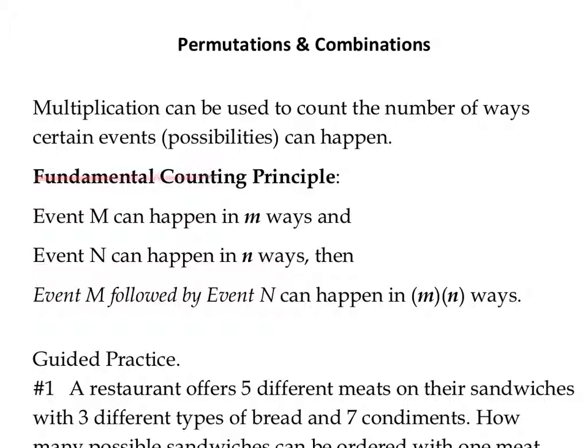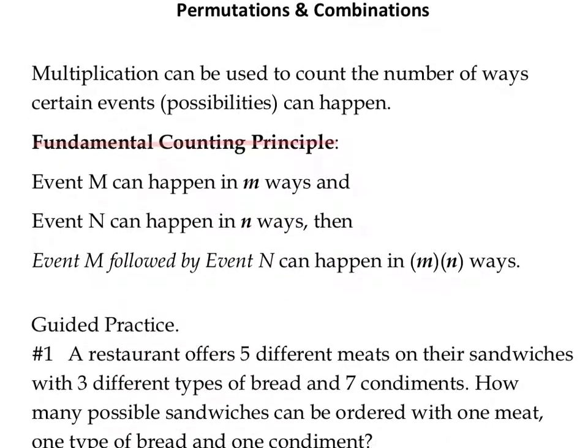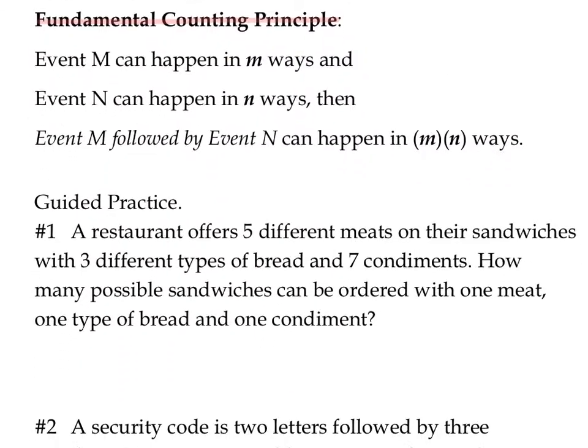The fundamental counting principle says that if we have two events, m and n, and they can happen in some number of ways, m ways and n ways, right? If m can happen in 5 ways, this would be a 5. If event n, some other event, can happen in 8 ways, this would be an 8. So these are the number of ways the events can happen. Then we can find the number of possible outcomes of event m followed by event n happening by multiplying the number of possibilities of each of those two different events.